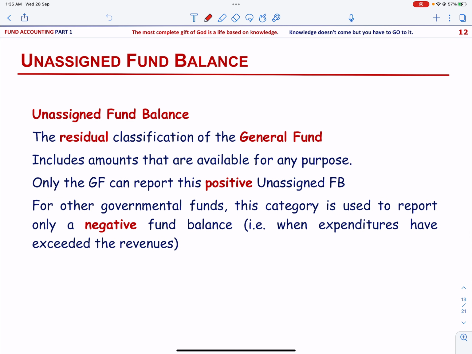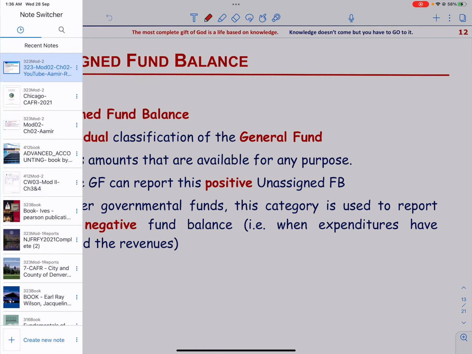The last balance that we are going to talk about is the unassigned fund balance. The unassigned is not restricted and it is the only residual classification of the general fund. Therefore, whatever is left is the unassigned. So, if the fund is not committed or not restricted or not a general fund, then it is an unassigned fund. It includes the amounts that are available for any purpose. So the government can use it for any purpose.